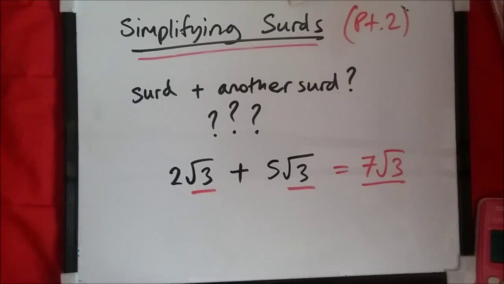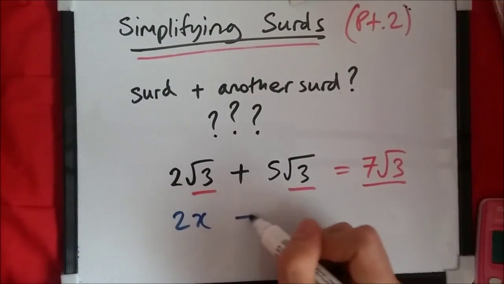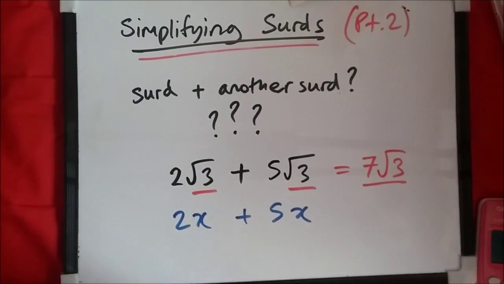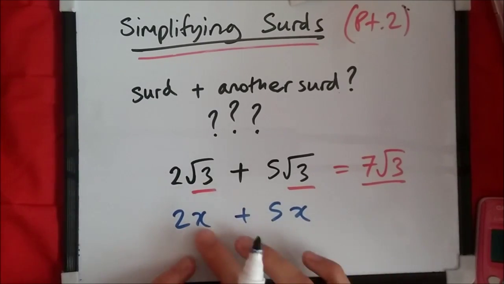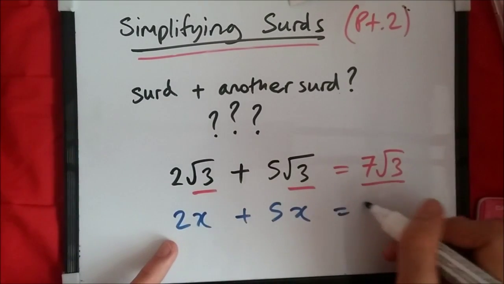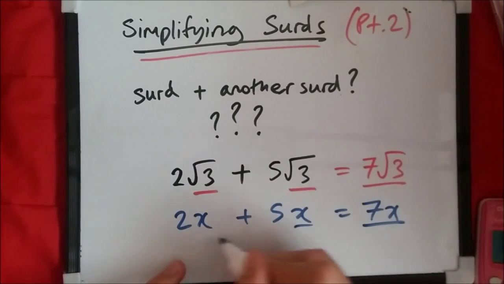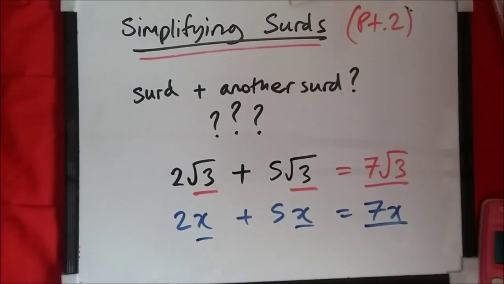A good way to notice is that this is like saying 2x plus 5x. We know straight away that because they both have x's, we can add up the terms. So it'd be 2 plus 5 is 7, so 7x. So yeah, it's actually the same thing. You just treat root 3 as x's.